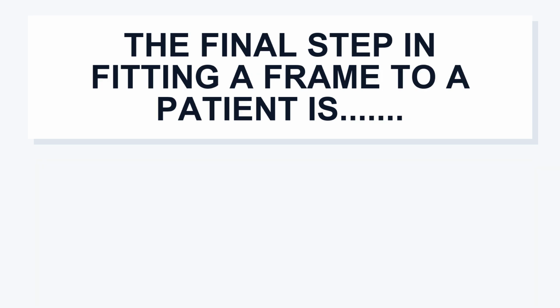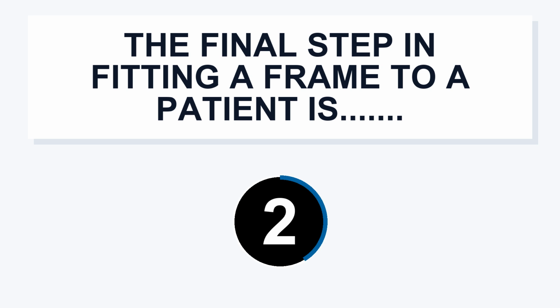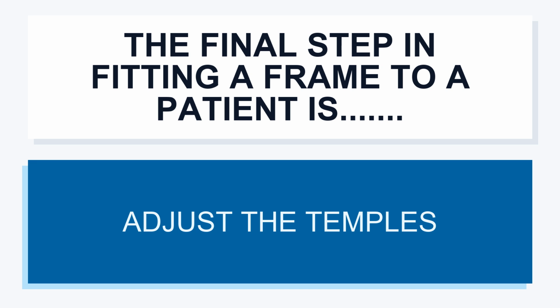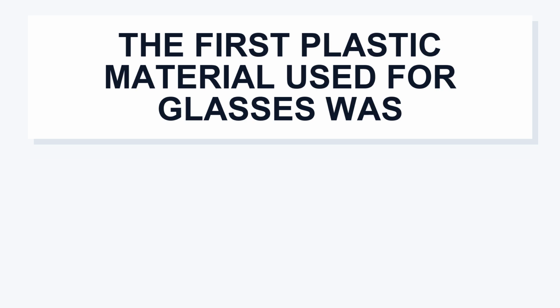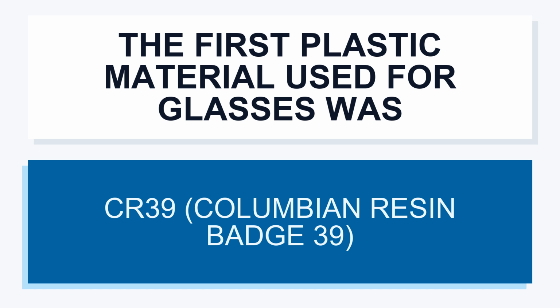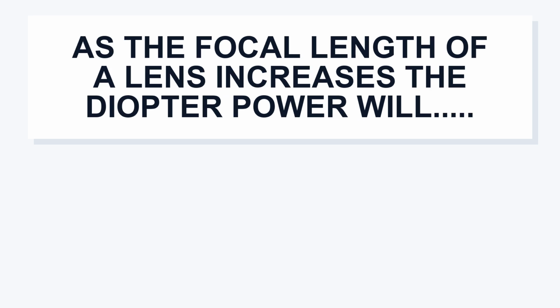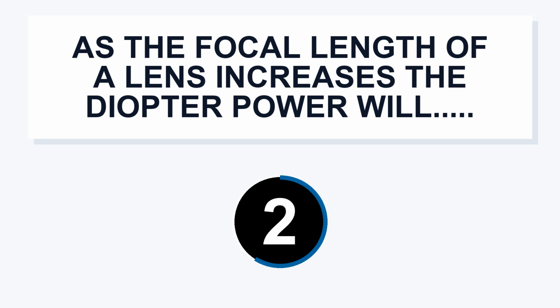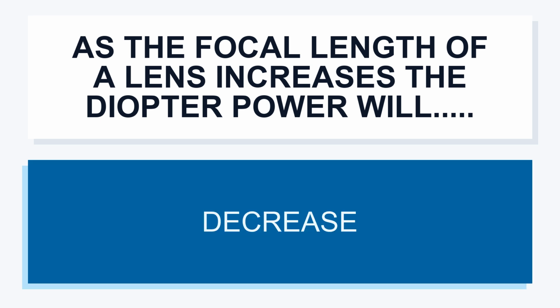The final step in fitting a frame to a patient is adjust the temples. The first plastic material used for glasses was CR39, Columbia Resin number 39. As the focal length of a lens increases, the diopter power will decrease.